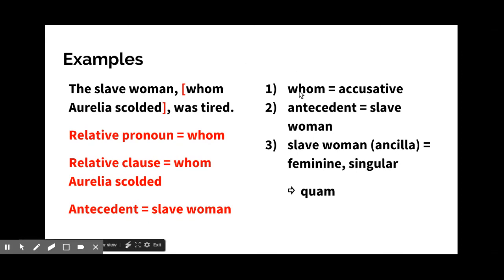Whom, as a translation, is indicative of the accusative case. Since the antecedent is the slave woman, and the slave woman is Ancilla, then you're looking for a feminine, singular antecedent. Your antecedent is feminine and singular. You need an accusative case pronoun. If you add all those details up, you get quam.